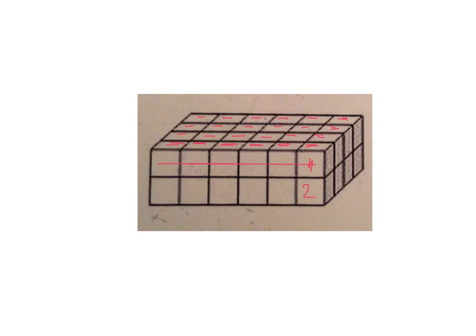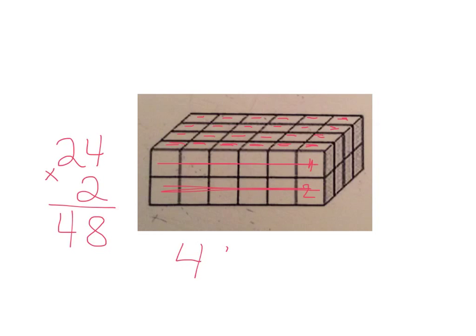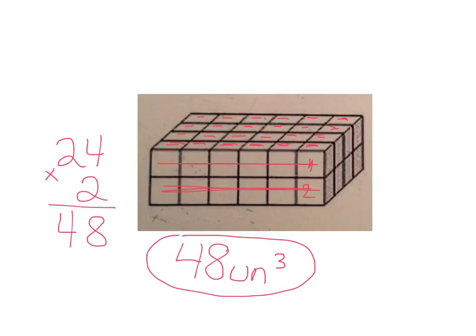Here's my top layer, and there's my second one. So I have 2 24s. So that would be 24 times 2, which is 48. So this has a volume of 48 cubic units. Since it's not labeled as feet or inches, centimeters, or so on, it's called units. So this is 48 cubic units.